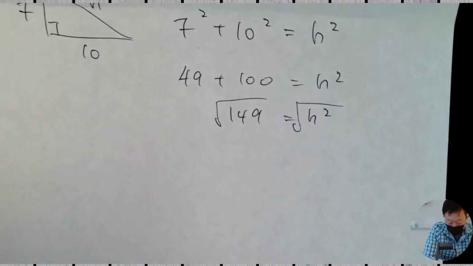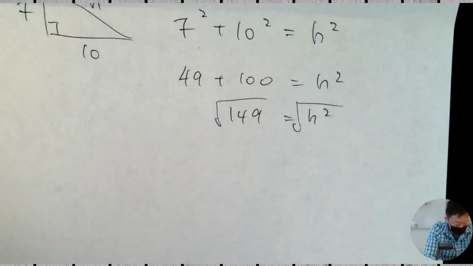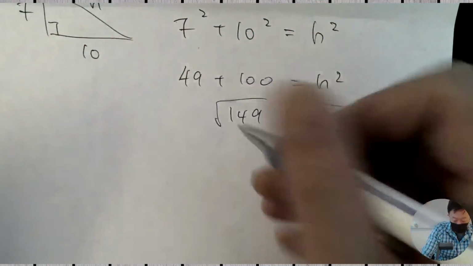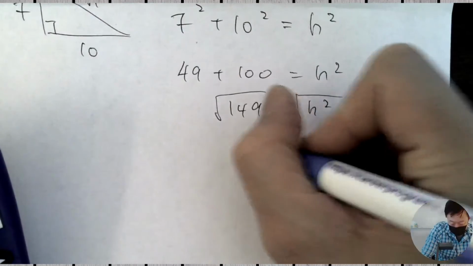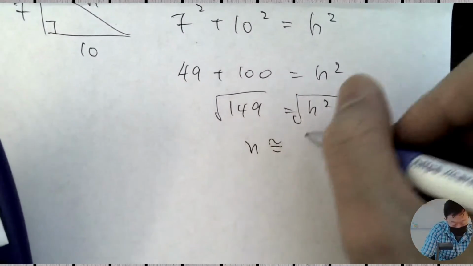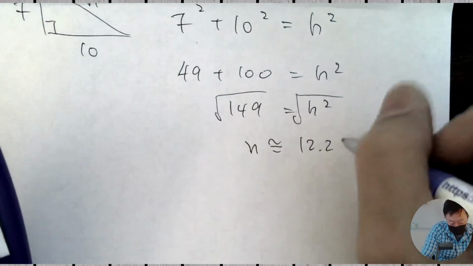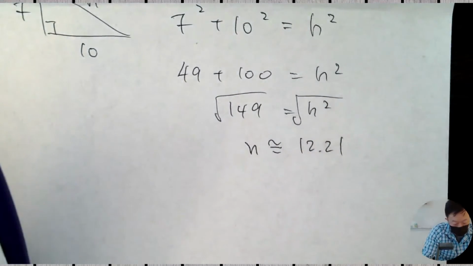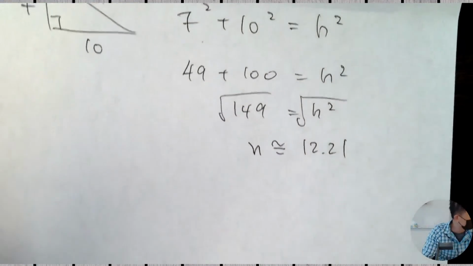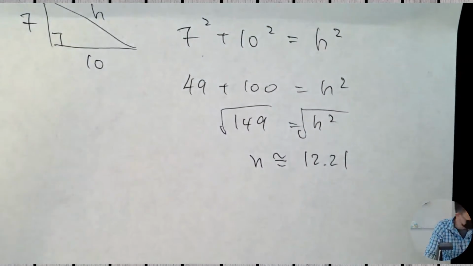So can you try that? Take the square root of 149. You have approximately 12.21. It's 12.206, so it rounds up to 12.21.